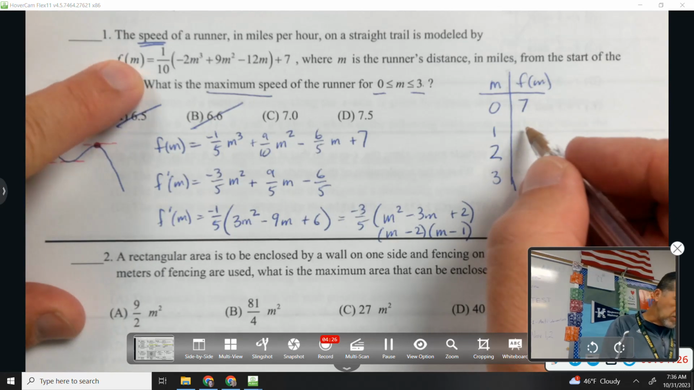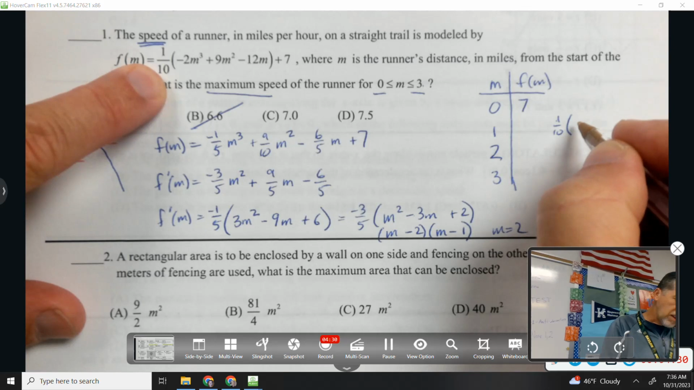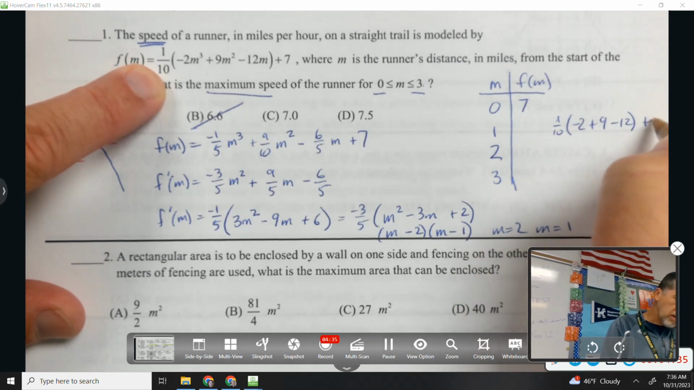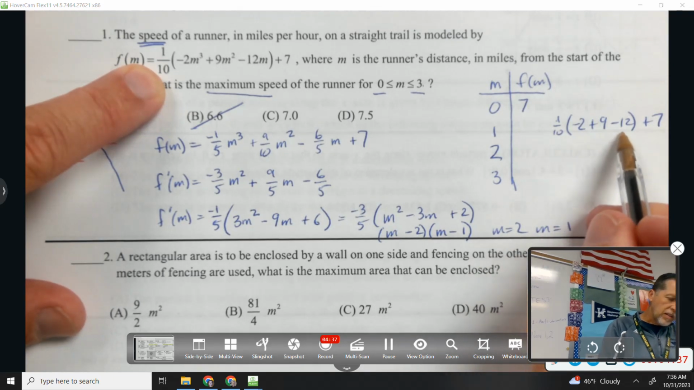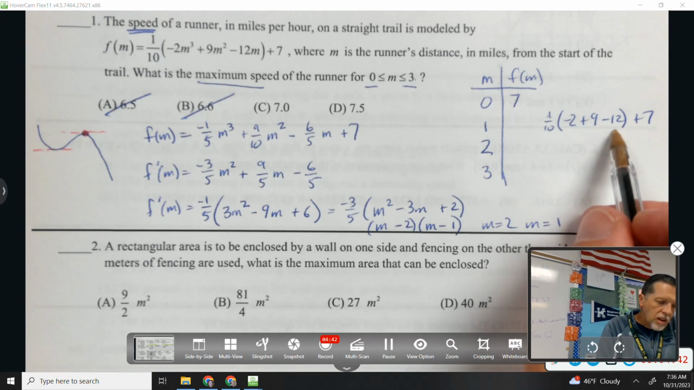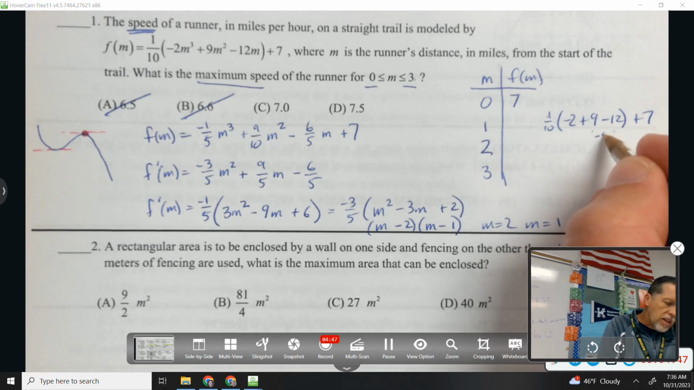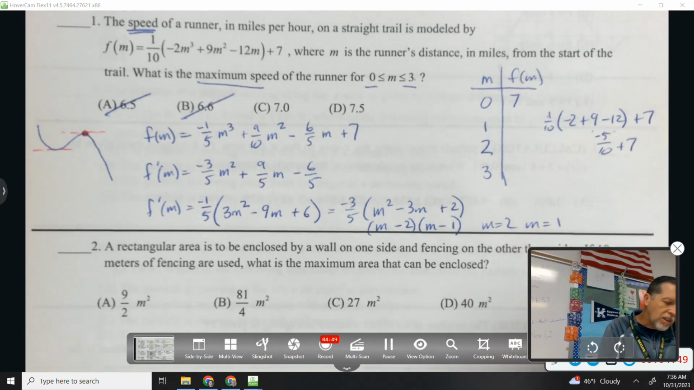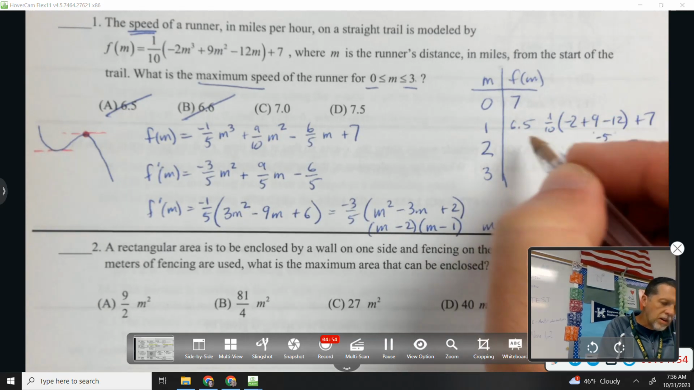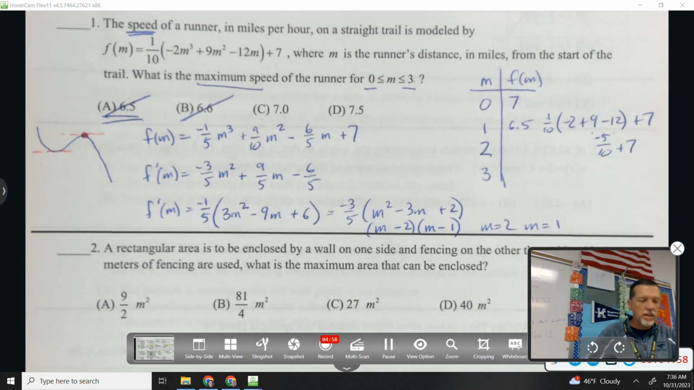Alright, let's plug in 1. 1/10 of negative 2 plus 9 minus 12 plus 7. So that would be negative 14 plus 9 is negative 5. Negative 5/10 plus 7. That would be 6.5, which is definitely not the maximum, but I see where that answer came from.